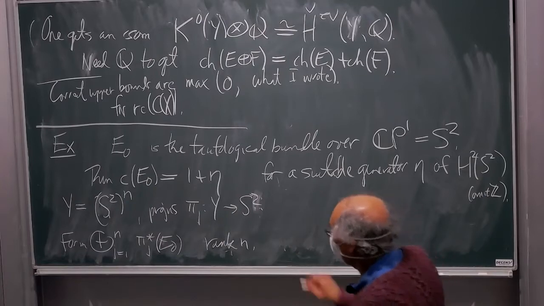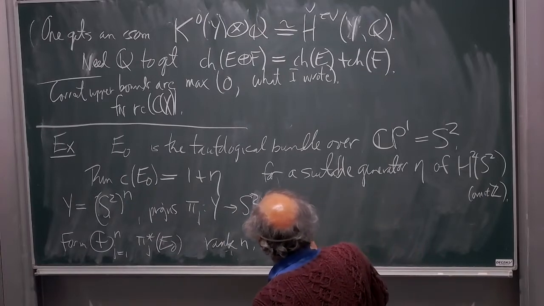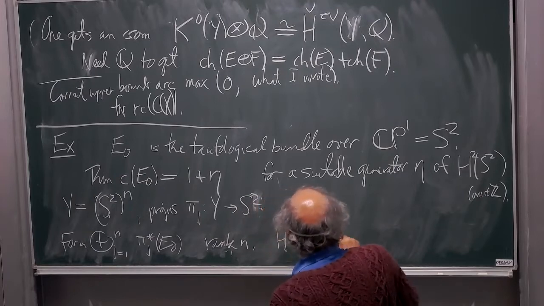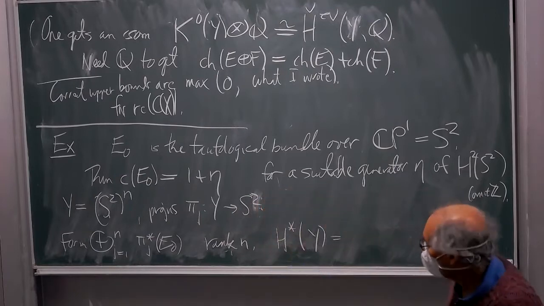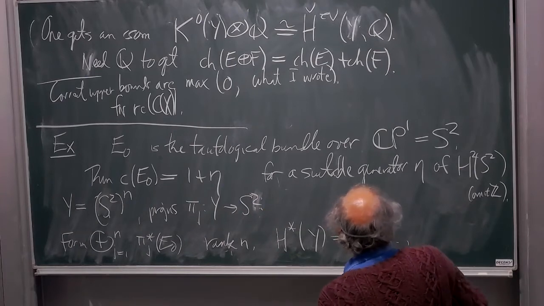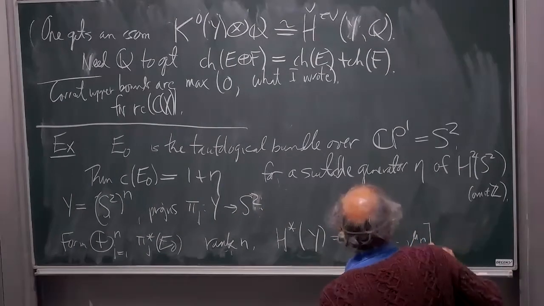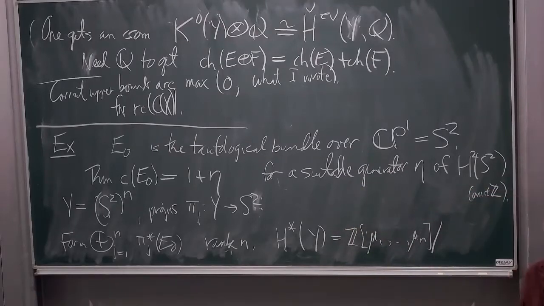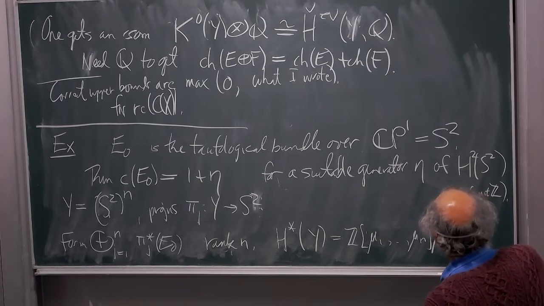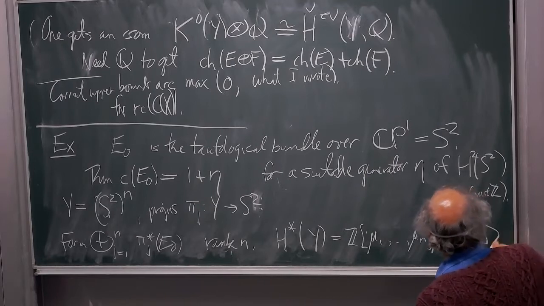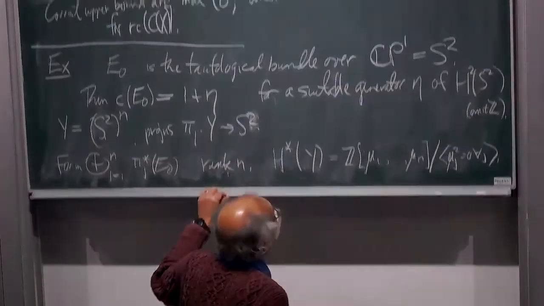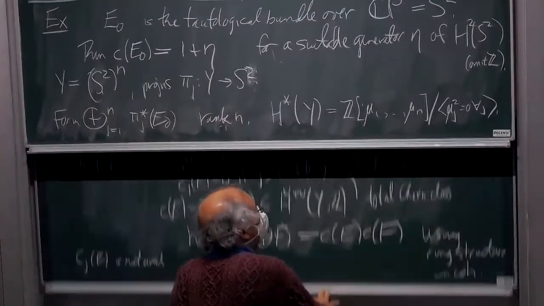And the cohomology, so H star of Y is the polynomial ring mu1 through mu n, mod the relation that all these things have square 0. And what is mu j? Let's see, I should probably leave this up.